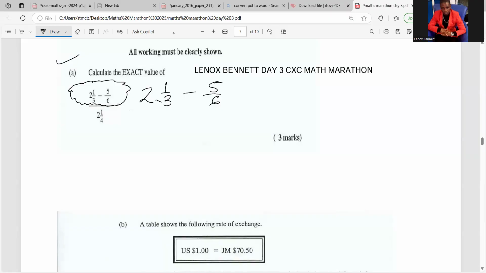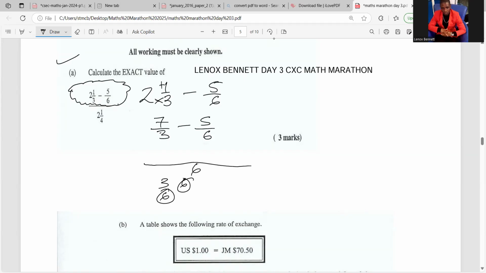So we have to convert. It's 2 times 3 plus 1, so that's 6 and 1, 7. So this will be 7 over 3 minus 5 over 6. Now the rule says once you're adding and subtracting, you have to bring them to a common denominator. So the lowest number that they can go into would be 6. So 6 is our LCM.